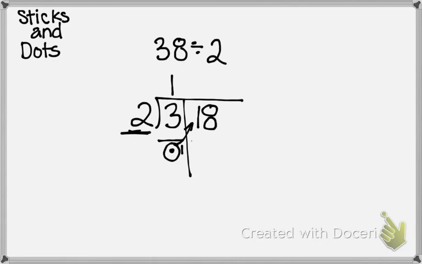Then I'm going to skip count by 2 until I get to 18, drawing a line for every skip count. 2, 4, 6, 8, 10, 12, 14, 16, 18. And I made 18 exactly. And when I count them up, I have 9. So 38 divided by 2 is 19.